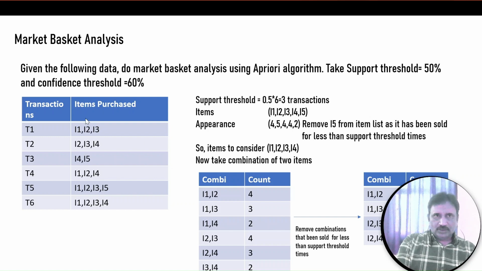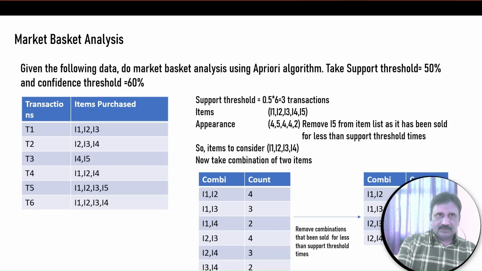I1, I2 appears in the first transaction, in the second it doesn't appear, third it doesn't appear, fourth it appears, fifth transaction it is there, sixth transaction it is there. So out of 6 it is appearing 4 times. So the support for the I1, I2 combination is 4.